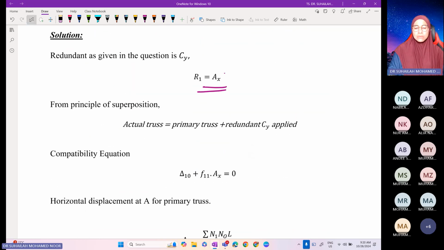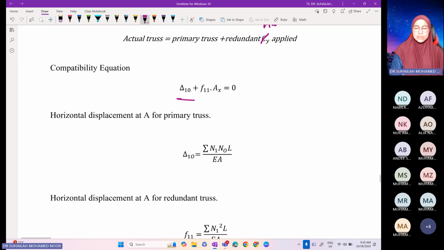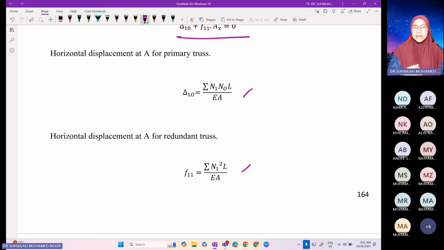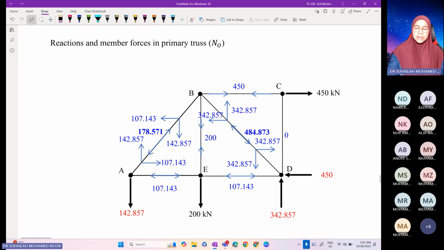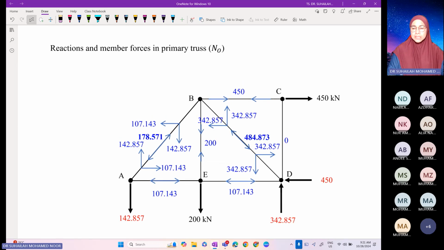Okay, so principle of superposition. AX is the redundant. The compatibility equation: delta 1 naught plus F11 times AX. In this there is delta 1 naught and F11, formula same as before. There is N0 and N1. N0 for primary truss, N1 for redundant truss. So we have the reaction in primary truss. We do this the same way as before.